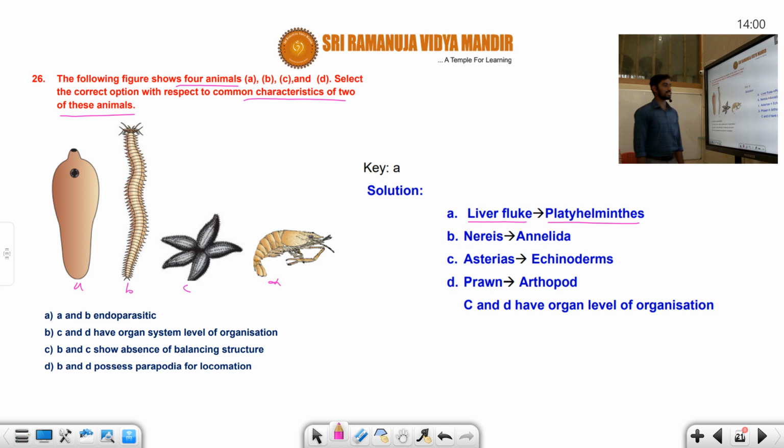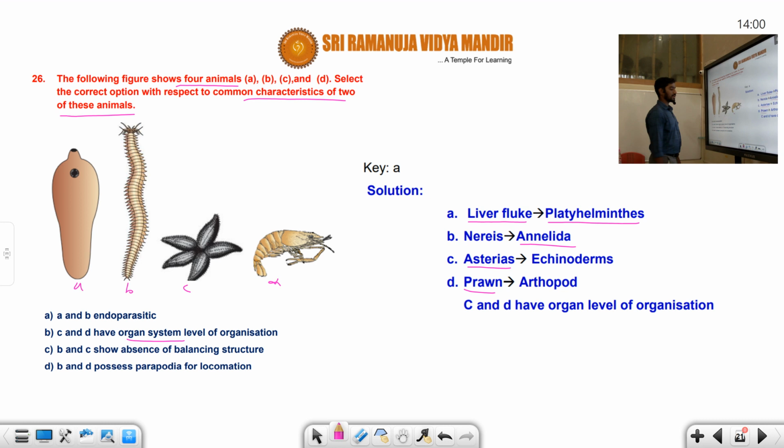Here is Annelida, right? And C is nothing but Asterias, and D is nothing but prawn. So C and D have the organ system level of organization, okay?